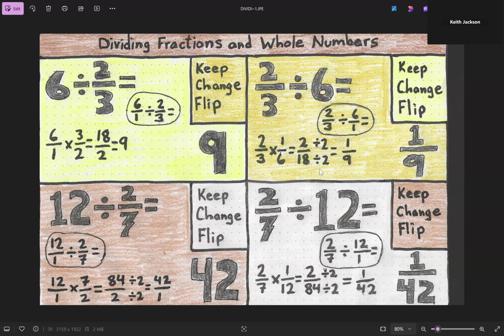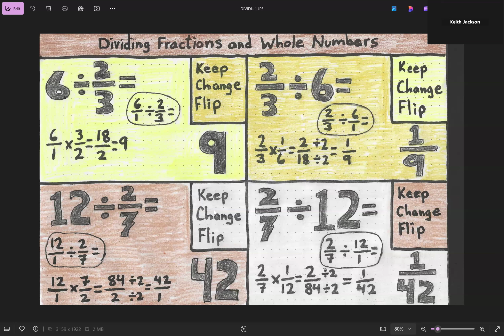But when we divide by 2, 2 divided by 2 will give us 1. 18 divided by 2 will give us 9. And so in this case, our answer will be 1/9. Notice the difference in answers when we divide fractions. And we're going to do the same thing with 12 divided by 2/7 and 2/7 divided by 12. And we're going to see how these answers are different.